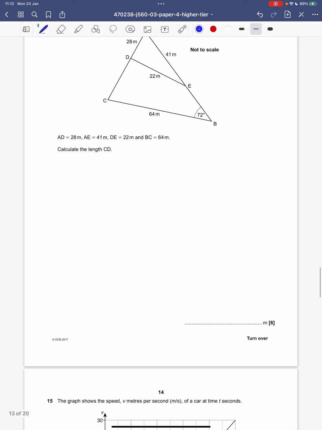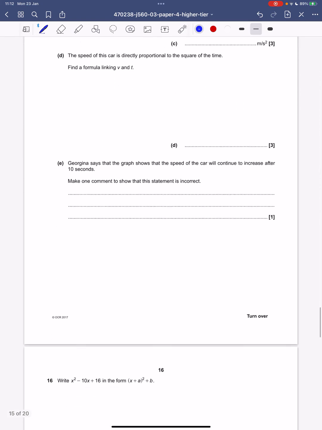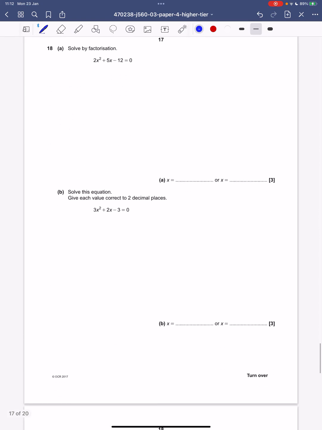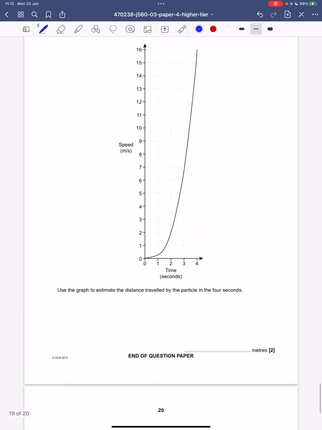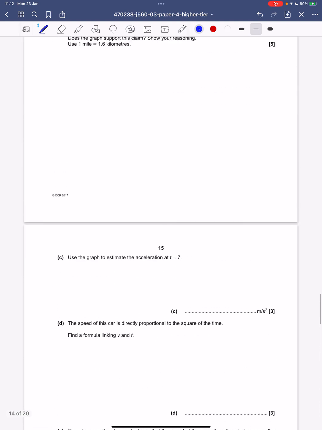Number 14. How many questions are there? 15, 16, 17, 18, 19. I think there's 20 pages, 20 questions. Right.